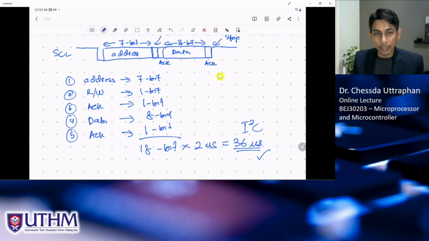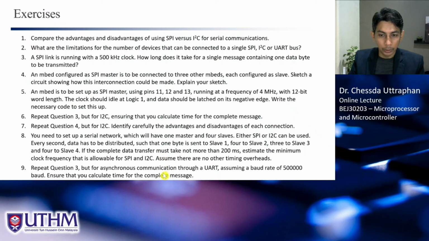So for the advantages and disadvantages, we need to look at different aspects. We have learned, and we know that each of these protocols has unique advantages and disadvantages. So it depends, right, on the application that we want to use, which one we want to use. So that is for number 9.